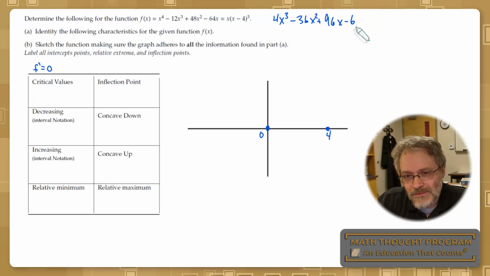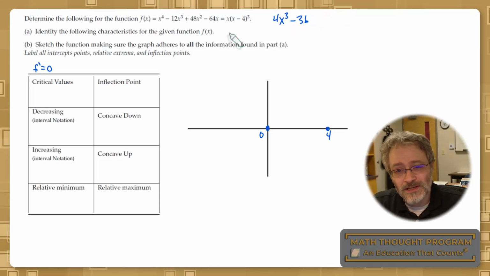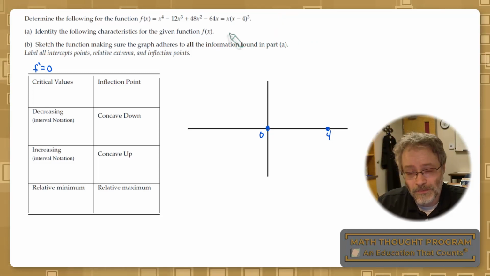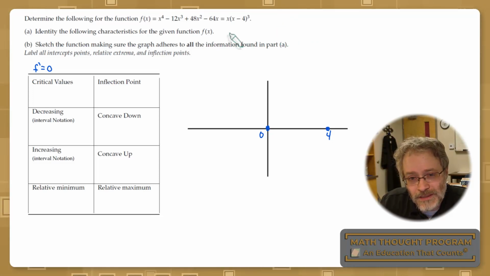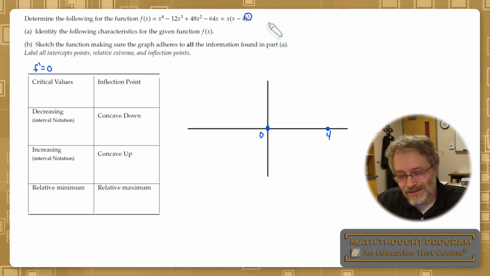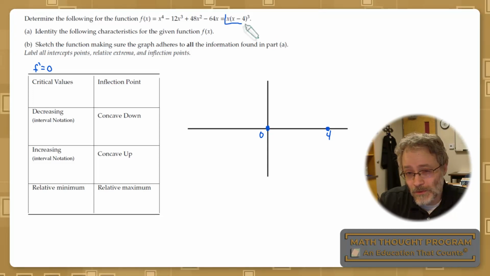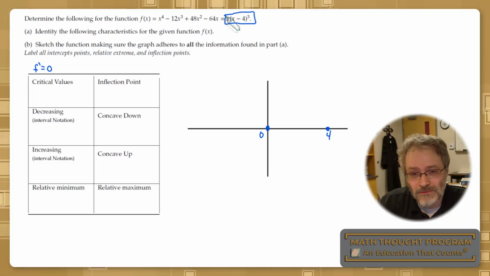So instead of taking the derivative of the expanded form, it might be to your advantage if we take the derivative of the factored form. And because it has a power on top, that makes it really, really easy to factor. Let me show you. Again, I do have a product, so I'm going to have to apply the product rule in order to take the derivative.